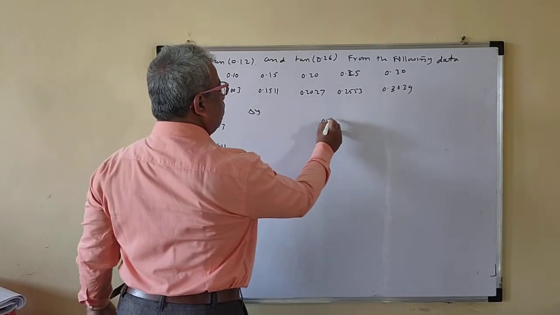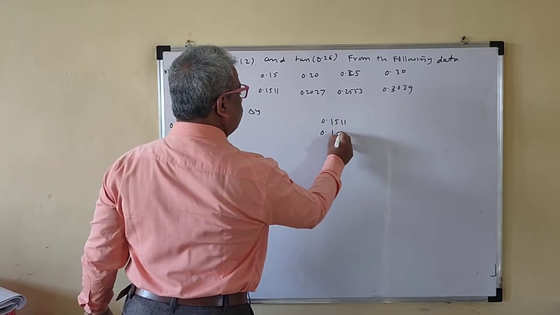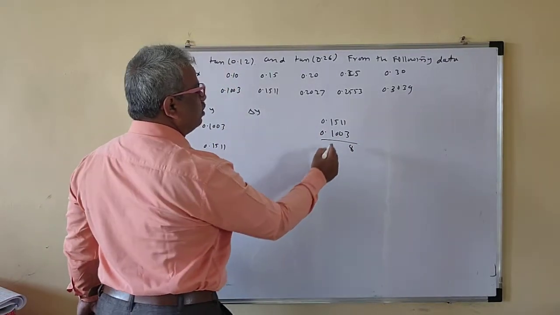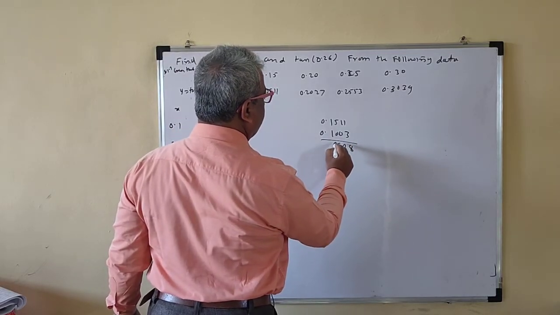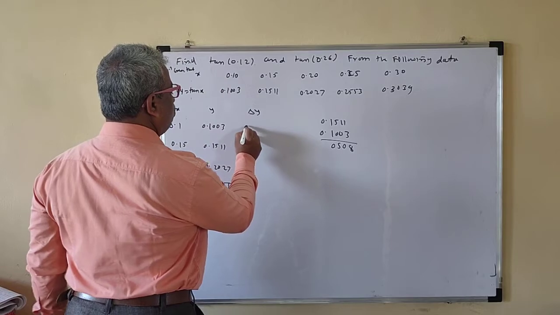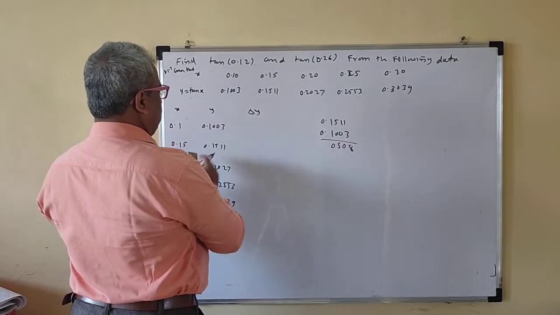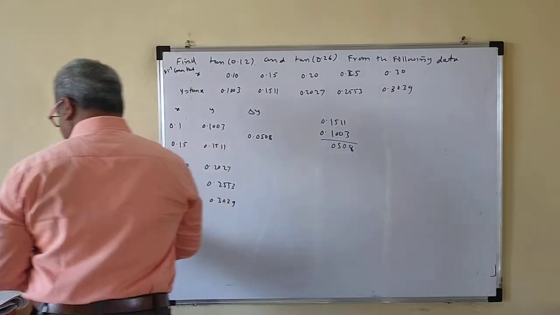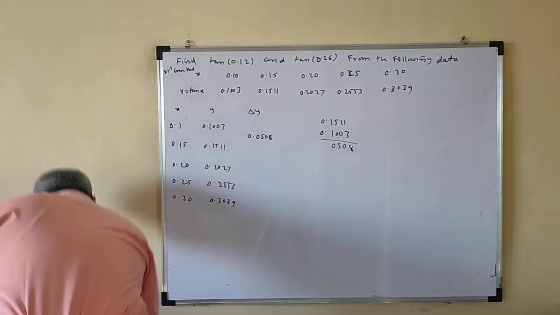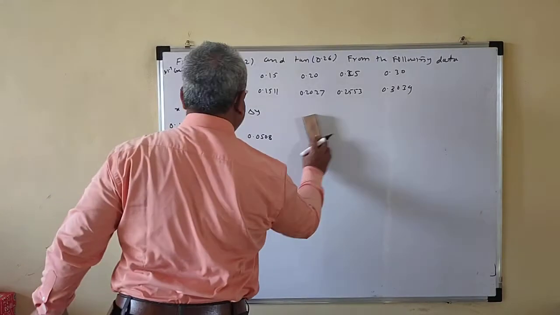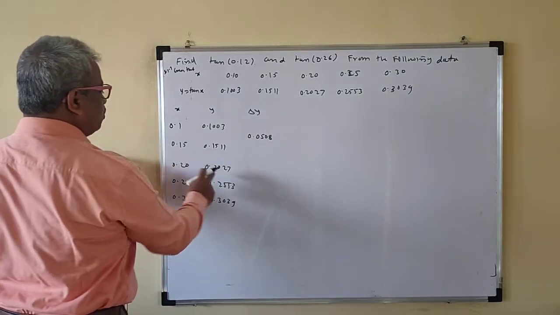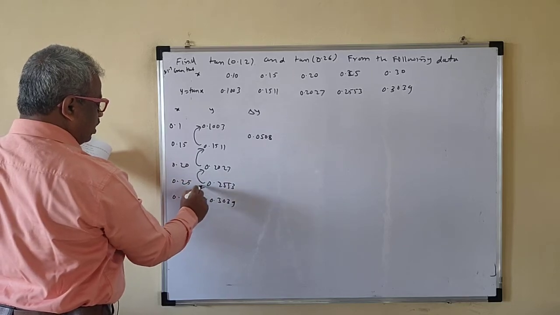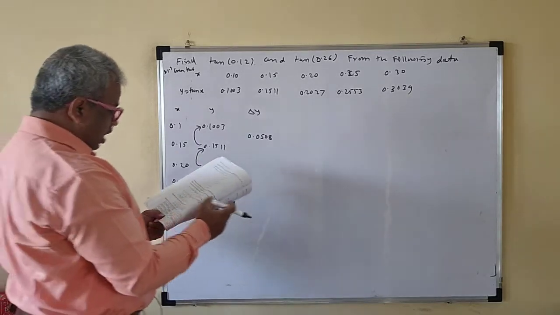For del y: 0.1511 minus 0.1003 gives 0.0508, which I write in between these two values. Then this minus this, this minus this, this minus this. So now I write these values.